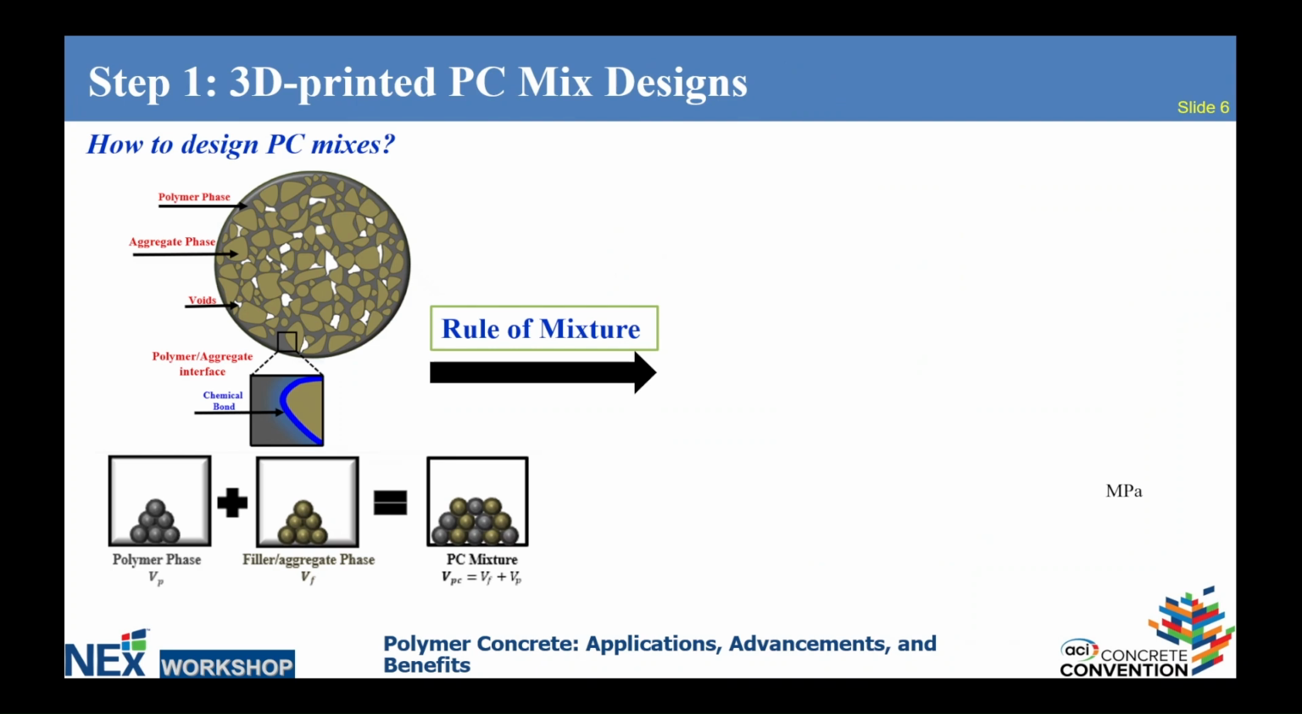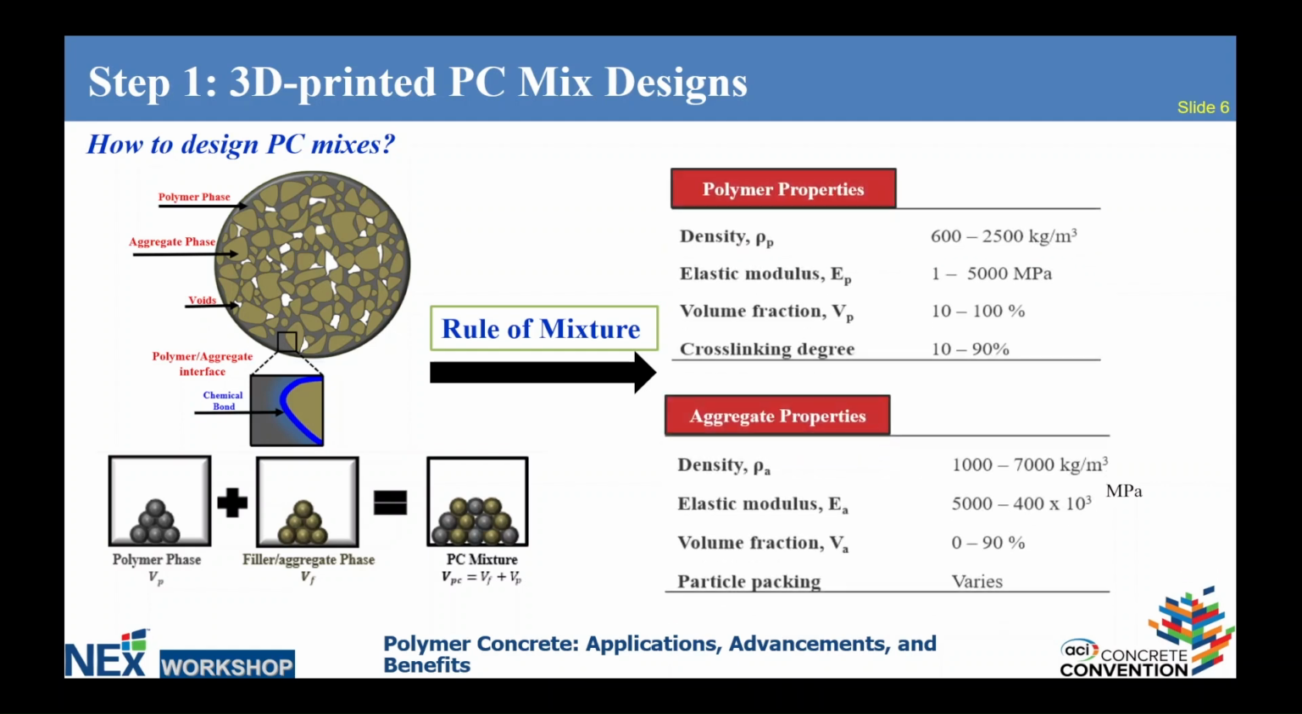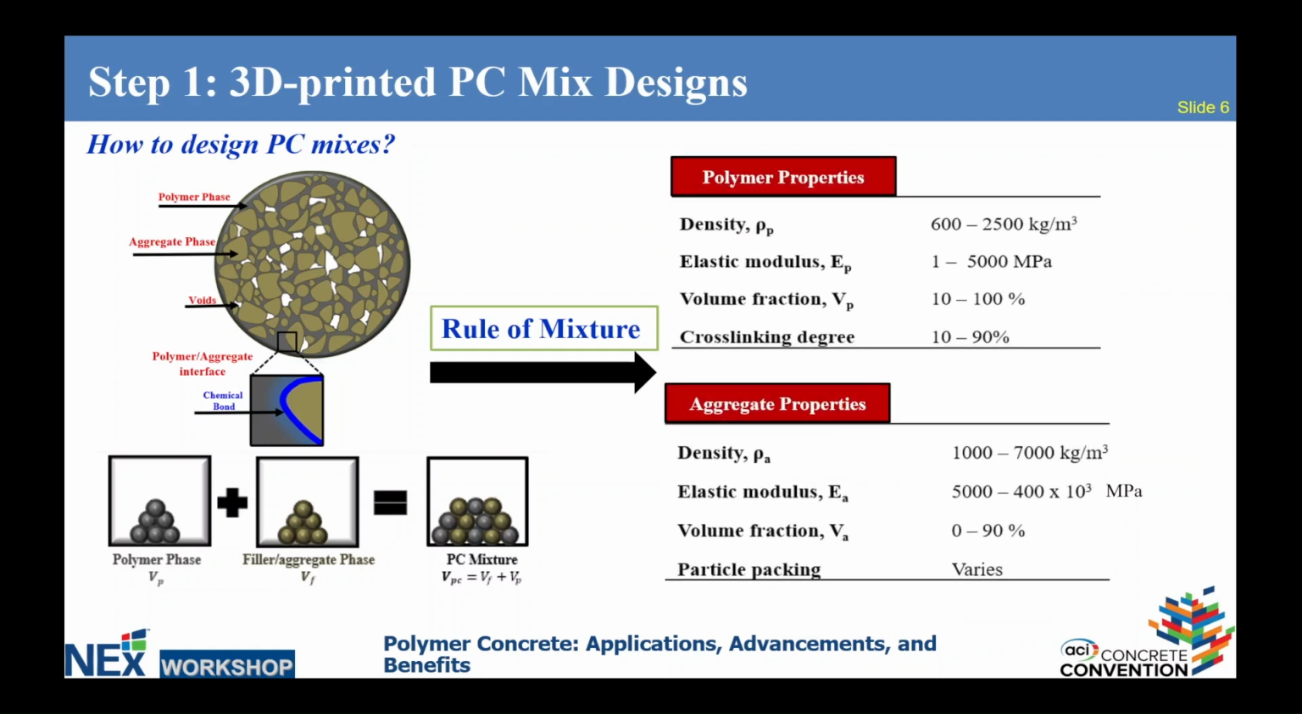So how to design a polymer concrete mix design? It's a composite, so we could use the rule of mixture, the upper bound of the rule of mixture, and we can see from the rule of mixture that the properties of the composite will depend on the volume fraction and the properties of the polymer itself and the aggregate itself. For example, we can use a polymer with a density of 600 kilogram per cubic meter up to 2,500, and we can use a volume fraction from 10% up to 100%, and the corresponding aggregate fraction too.